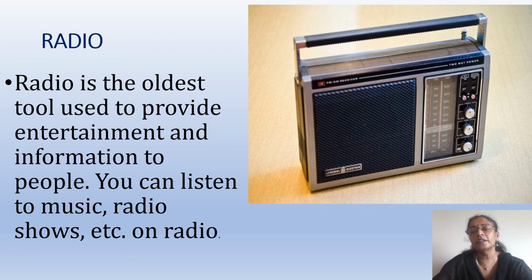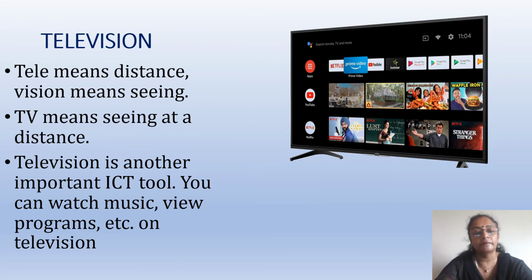The next important ICT tool is the television. Television was traditionally for distance viewing, but today there are a lot of smart televisions which have the internet integrated into them, so they work almost like a computer. You can watch TV programs, listen to music, or even browse the internet using a smart television. So this is also a way of communication. Whatever you do on a laptop nowadays, you can also do on a smart TV.